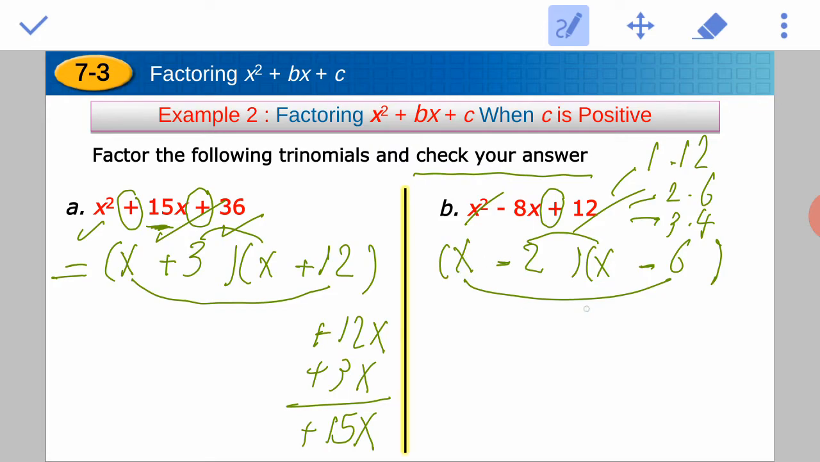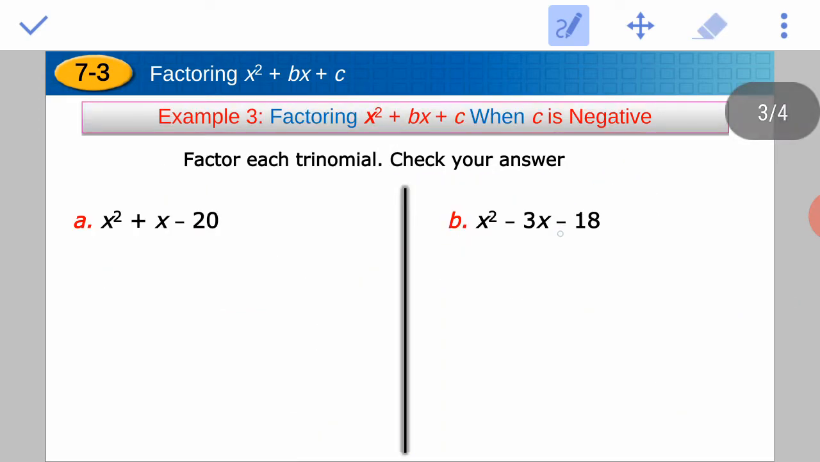So guys, x times negative 6 is negative 6x. Negative 2 times x is negative 2x. The sum of this is negative 8x. This is exactly my middle term, so everything is okay. This is the first scenario, guys, of factoring the trinomial x squared plus bx plus c when c is positive. When the last sign is positive, the two signs are similar.